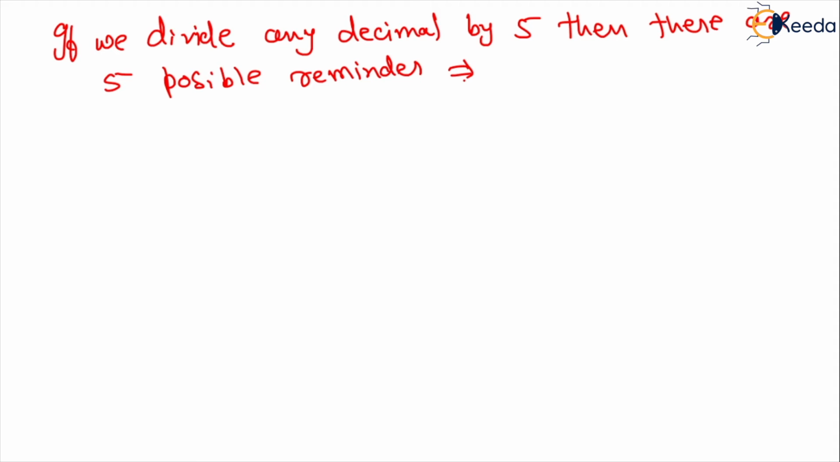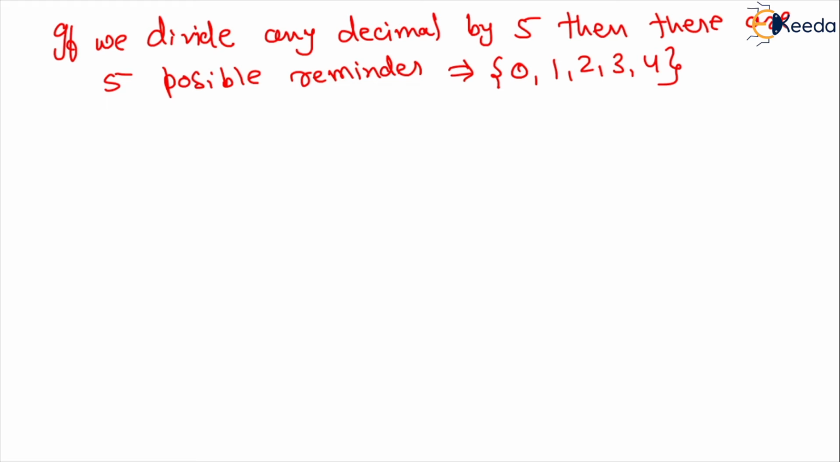So what is that remainder? That is 0, 1, 2, 3, and 4. There are 5 remainders. So if we divide any decimal by 5, then there are 5 possible remainders. This logic is valid for every case.